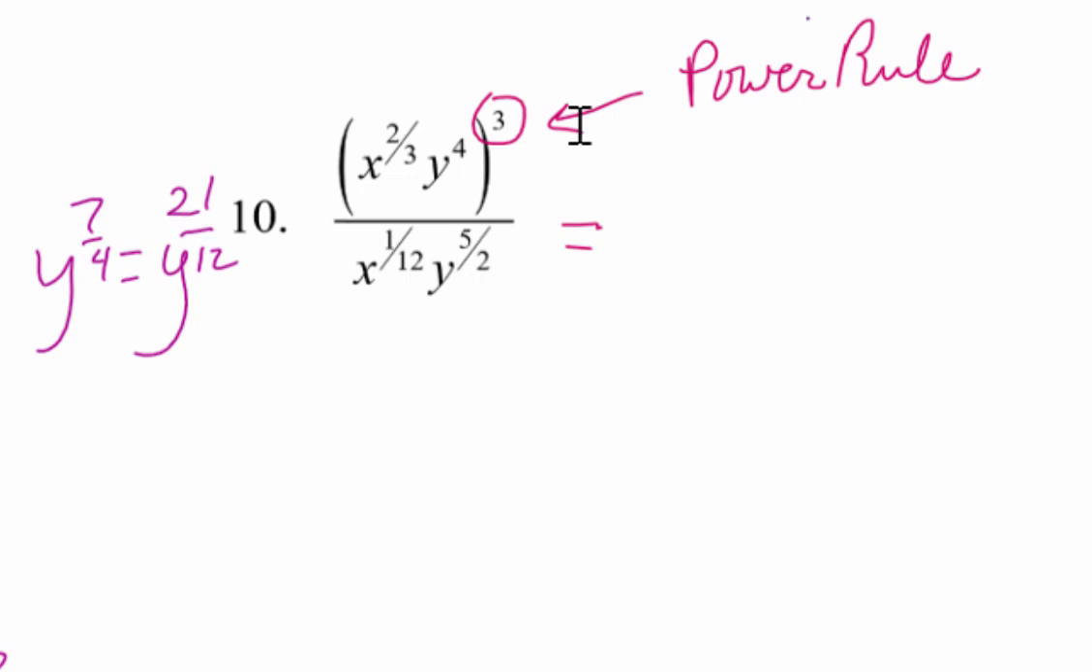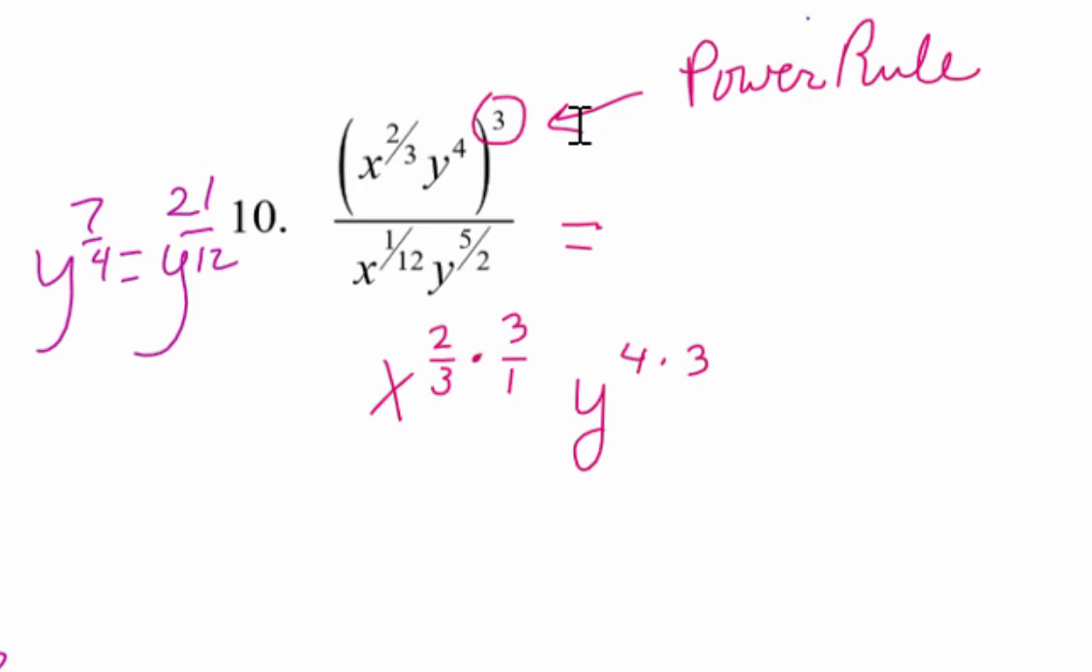So our first step will be to take x to the 2/3 and multiply that by the cube, which is 3 over 1. And then we're going to take the y to the 4 and multiply that by the 3, because we're cubing that as well. So in other words, you're taking this outer exponent and you're going to raise each of these to the 3rd power, which in essence means multiply the exponents, keep the base, right?